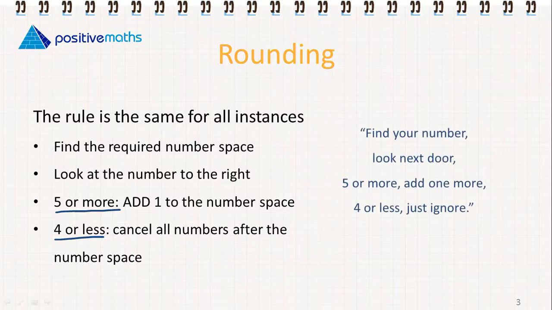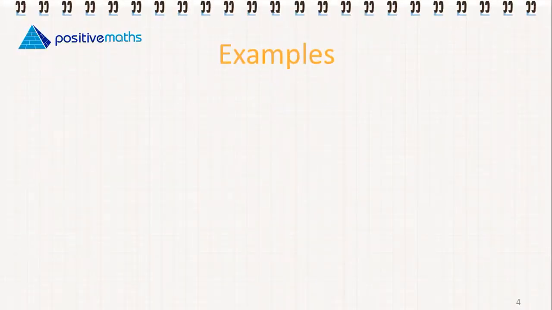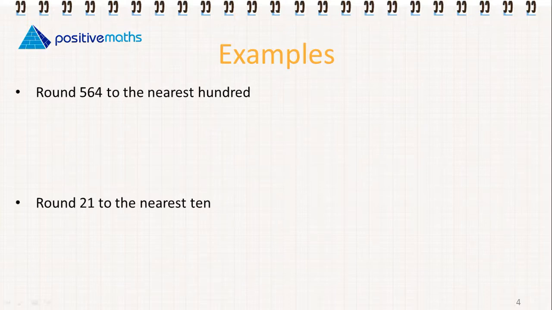So you can make up little rhymes sometimes to help yourself remember. One example here is just on the right. Find your number, look next door, 5 or more, add 1 more, 4 or less, just ignore. Okay, so let's look at some examples.